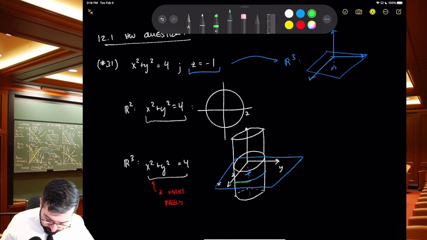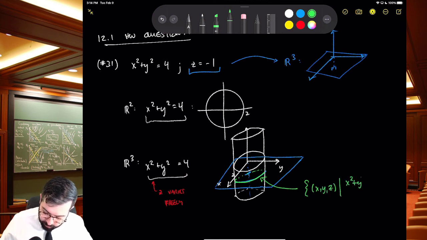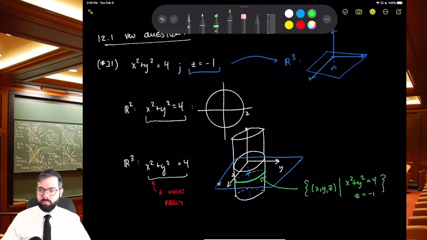Let me draw in a different color. Just on this ring of intersection here. And what's true on this circle? The z values are all -1, and the x's and y's satisfy this circle equation. So this is really the set of all x, y, z such that x squared plus y squared equals 4 and z equals -1, if you look at it from a set builder notation perspective.